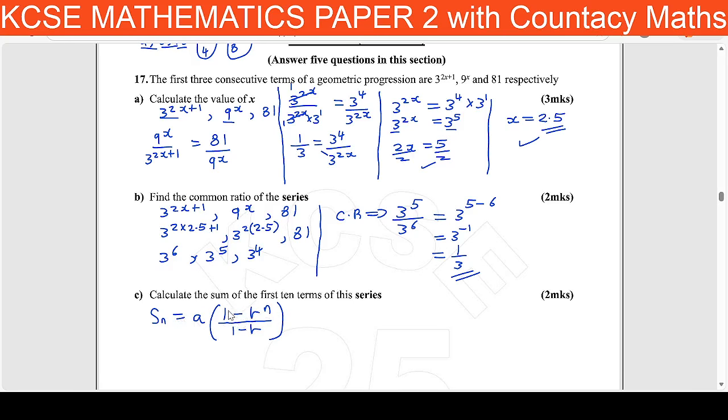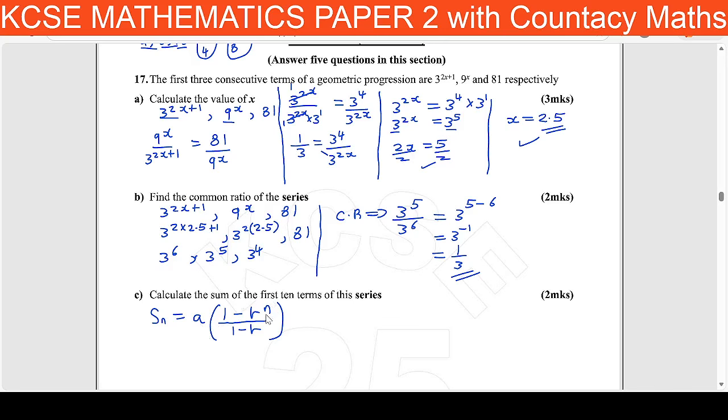But if this ratio was more than 1, what we could have done is that we could have started with r to power n minus 1, and here at the denominator we could have used r minus 1. But because this ratio is less than 1, that is why we have the formula as 1 minus r to power n divided by 1 minus r. Therefore, it's important that you get to distinguish between the two, because you never know the kind of question that you are going to get.